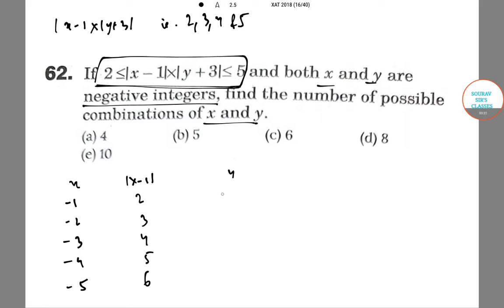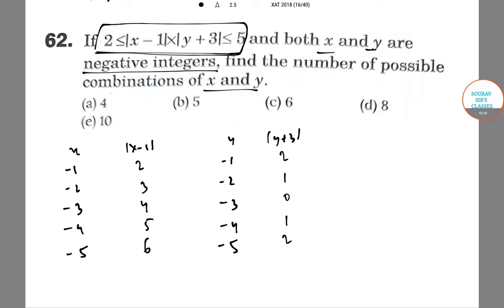Now taking y to be minus 1, minus 2, minus 3, minus 4 and minus 5, we get mod of y plus 3 equal to, so minus 1 plus 3, that is 2, so 2, 1, mod of minus 3 plus 3, mod 0, 0, now this is 1 and 2.